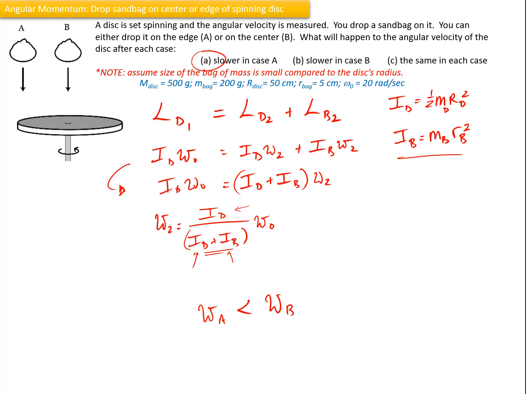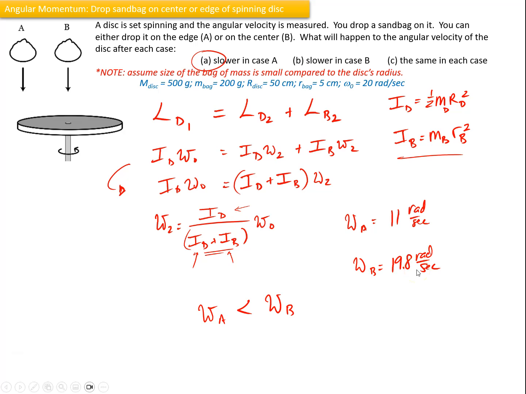And again, if you wanted to solve for these things, you could plug your numbers in. I believe in case A, you get something around 11 radians per second that you can do for practice. And I think in case B, you almost get no change at all because the radius is so small. You get something around 19.8 or something like that radians per second. But again, angular momentum is conserved. The disk loses some, the sandbag gains some. In this case, the bigger the moment of inertia of the sandbag afterwards, the more momentum it's going to have, the less the disk is going to have.